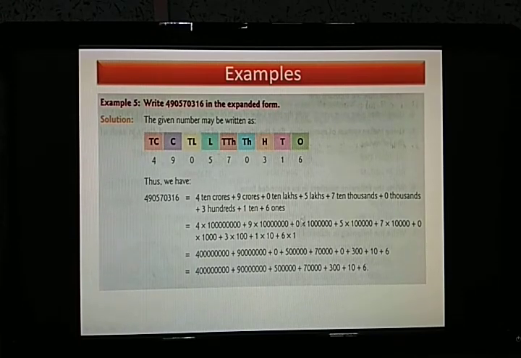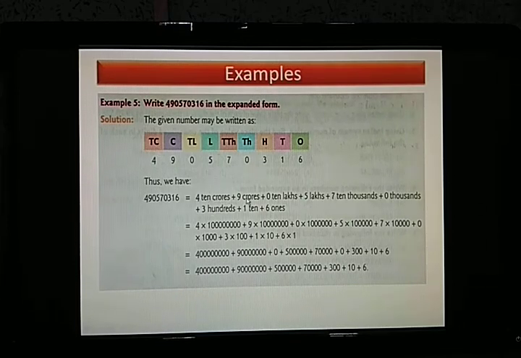You have to just multiply with the place value. 6 is multiplied with 1. Why? Because it is in the ones place. 1 is multiplied with 10. Why? It is because it is in the tens place. Similarly, 3 is multiplied with 100. 0 is multiplied with 1000. It will be ultimately 0. 7 is multiplied with 10,000. 5 is multiplied with 1 lakh. 0 is multiplied with 10 lakhs. 9 is multiplied with 1 crore. And 4 is multiplied with 10 crore. That's what is written here.